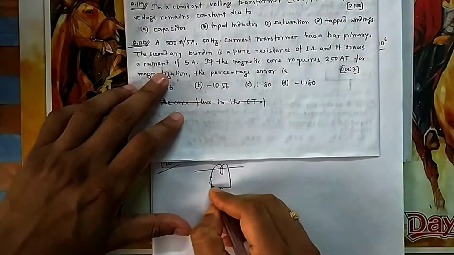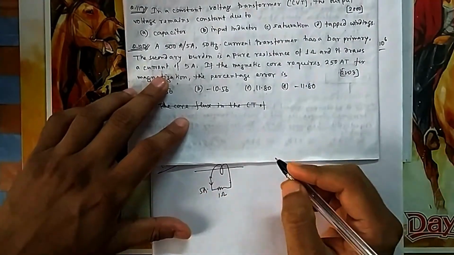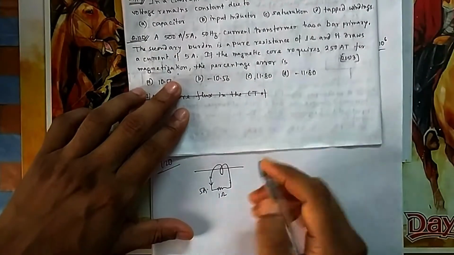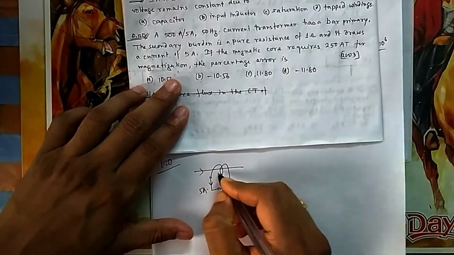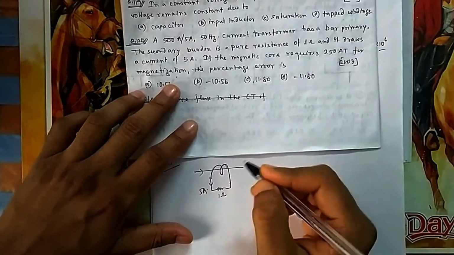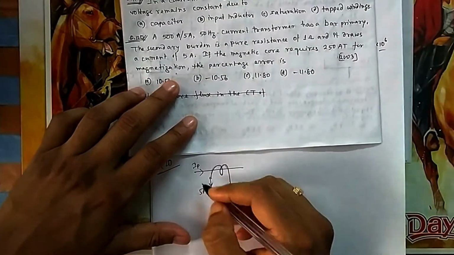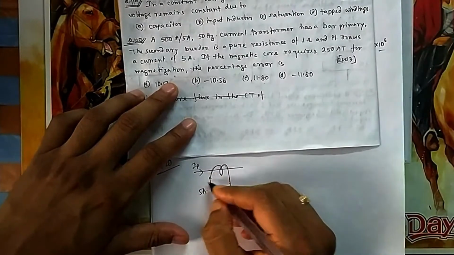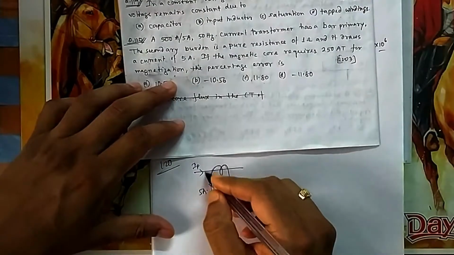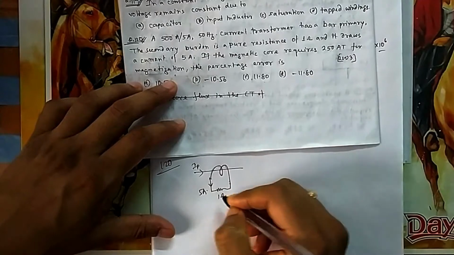It draws a current of 5 ampere. It is drawing a current of 5 ampere. The magnetic core requires 250 ampere turns. So the magnetic core, this current, how it is magnetized, is taking current from the primary. That's why there are errors, because it is taking some current to get magnetized, and after that whatever current is left gets reflected in the 5 ampere.